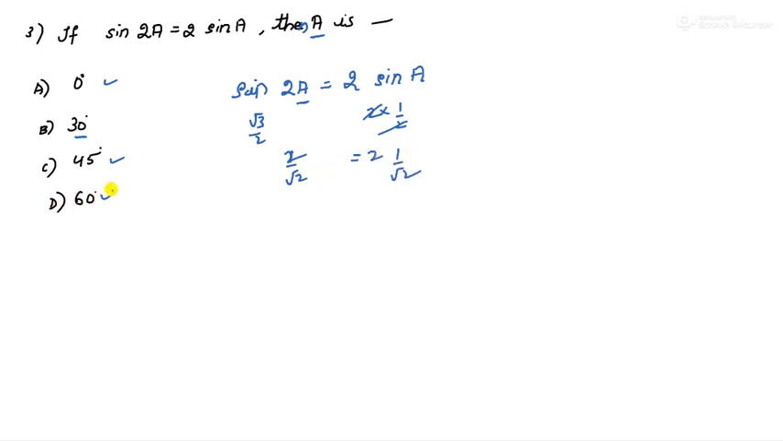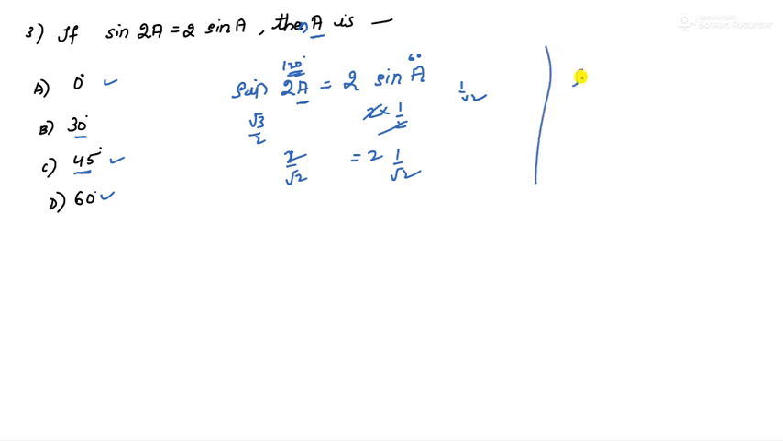And now if I take 60, so 60 into 2 becomes 120, correct? And here sine 60 is root 3 by 2, so 2 sine 60 cannot be equal. So what is the value of A then? So A satisfies the condition of option C. Am I sure? Are you right?